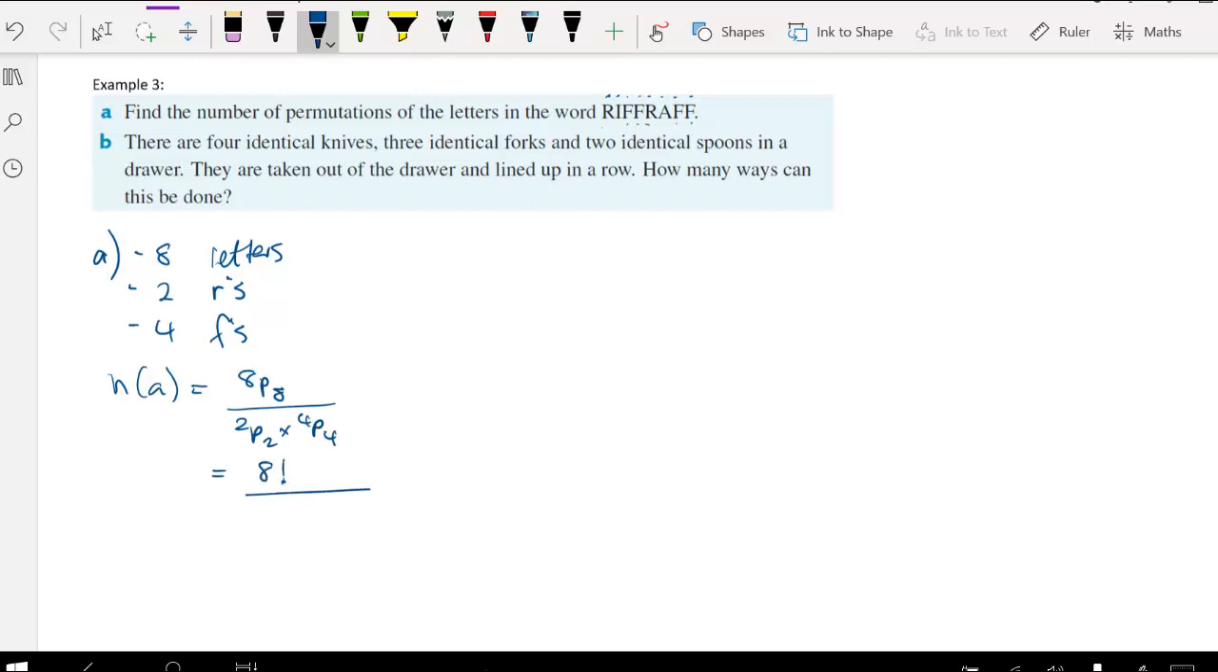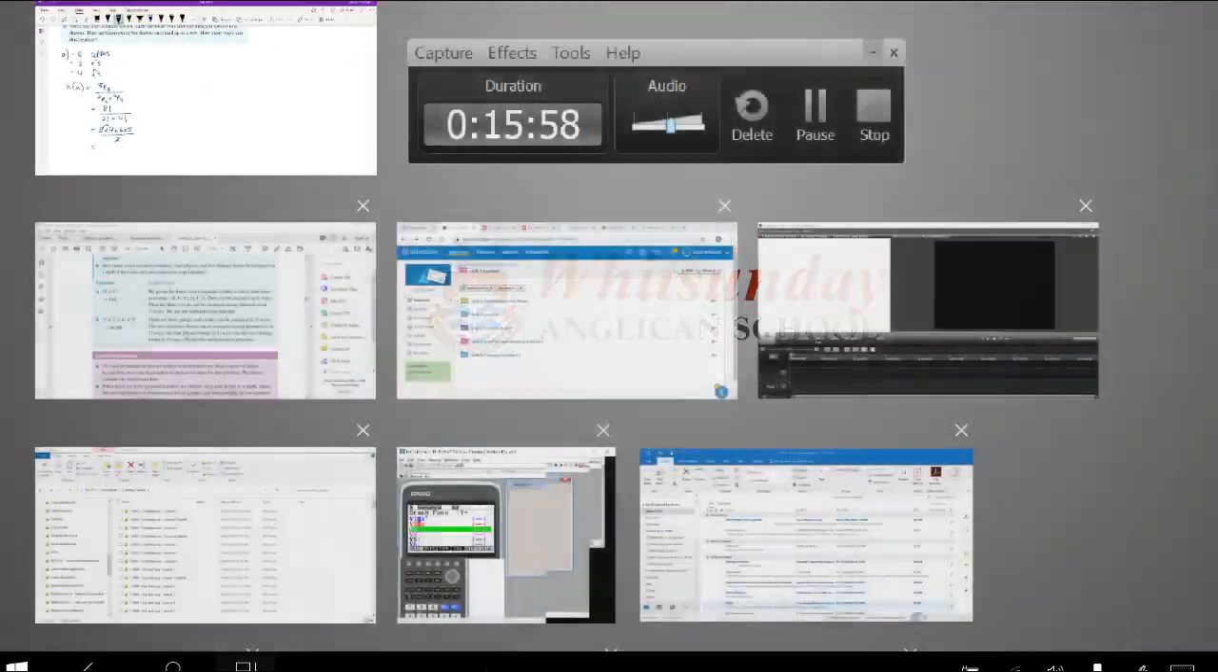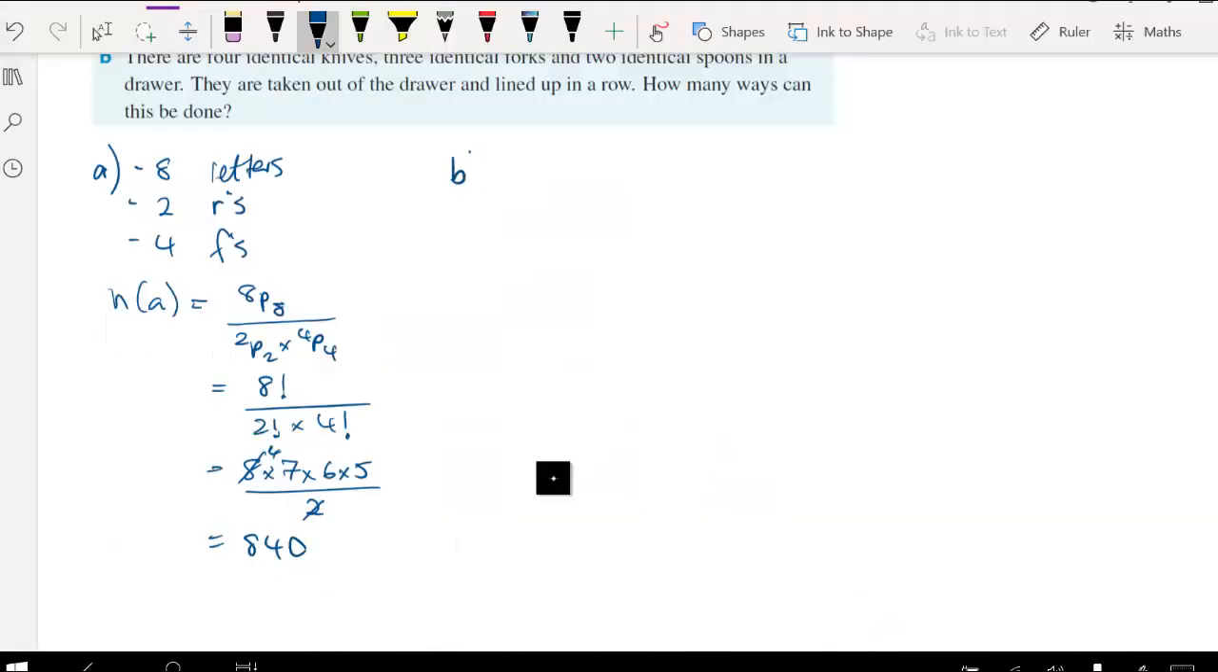So we've got 8 factorial over 2 factorial multiplied by 4 factorial. That leaves us with 8 by 7 by 6 by 5. The 4 factorial will cancel, and we're over 2. So that cancels down to 4 and 1, and our final answer is 840.